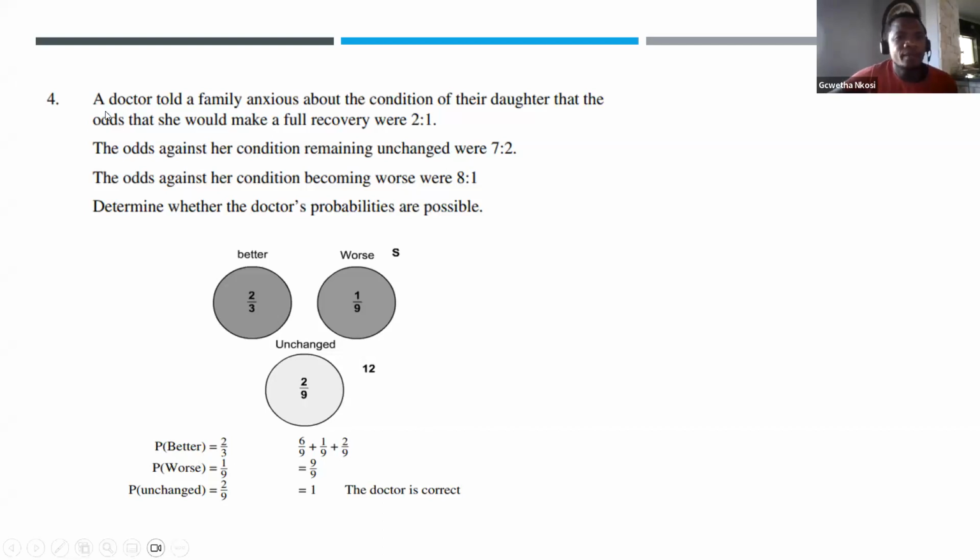A doctor told the family, anxious about the condition of their daughter, that the odds that she would make a full recovery were 3:2. Then the odds against her condition remaining unchanged were 7:2. The odds against her condition becoming worse were 8:1.